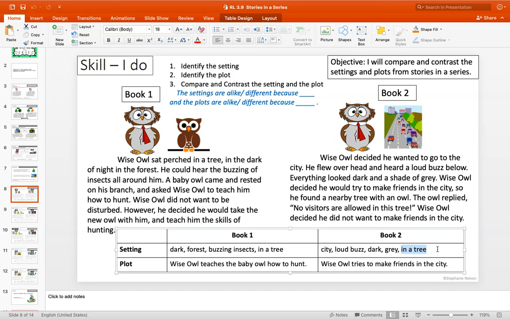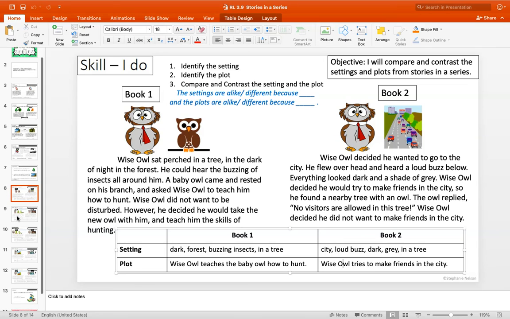Now, how is the plot different? Well, Wise Owl teaches a baby owl how to hunt in the first book and makes a friend with him. Seems like Wise Owl likes to make friends, because in the second book, he tries to make friends in the city, but he had no luck. So I wonder if in book 3 he has any luck with making friends in the next story. In both books, he wants to make friends, and he ends up making a friend in the first one, but in the second one, not so much. So that could be how they are different. And they are very different stories, but they follow the same plot structure.